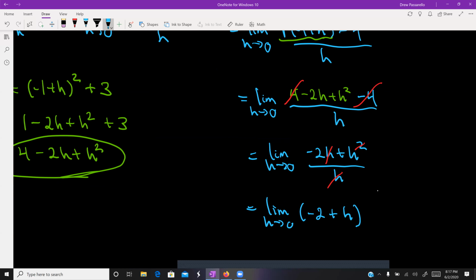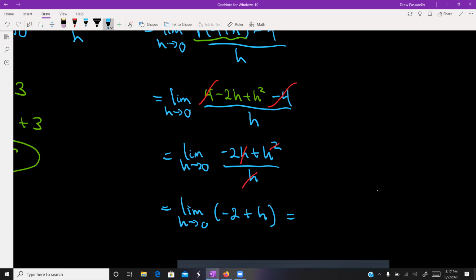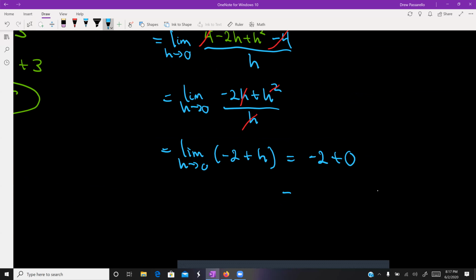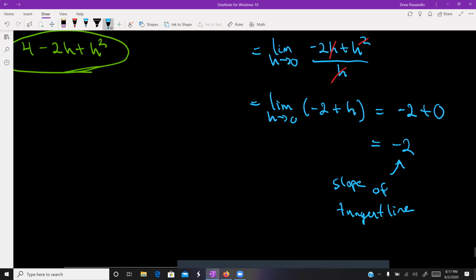Now I can plug in 0 for h, so I have -2. And this is the slope of the tangent line. All right, so I have half the battle done. I just need to find the equation of the tangent line itself.